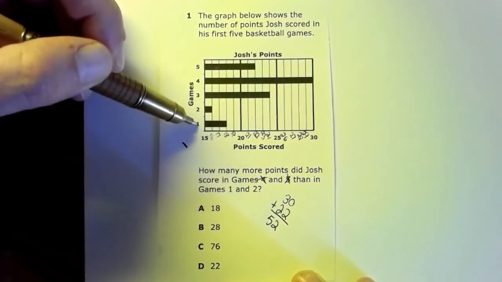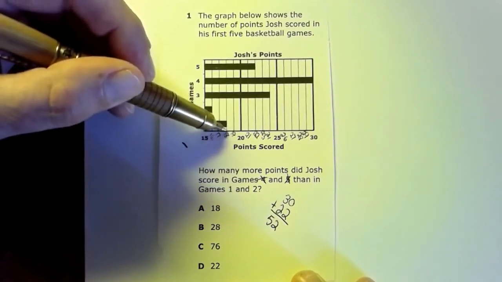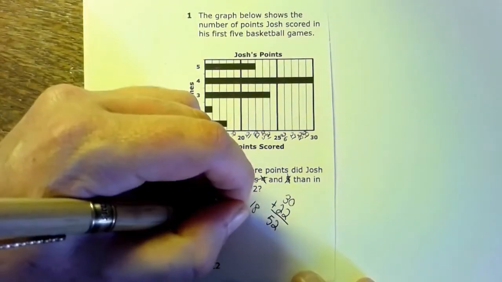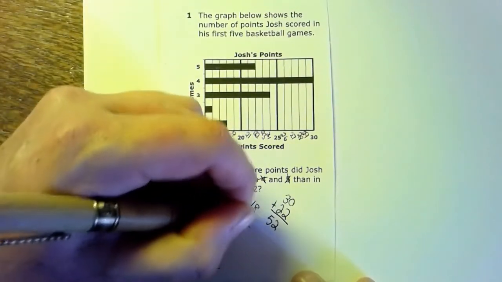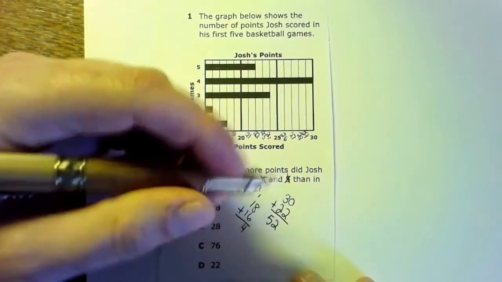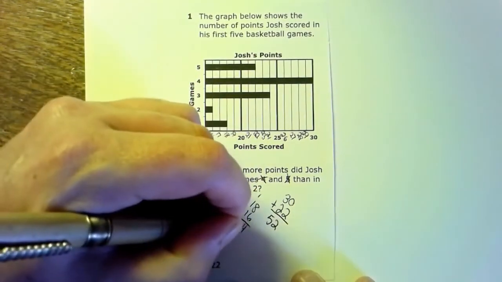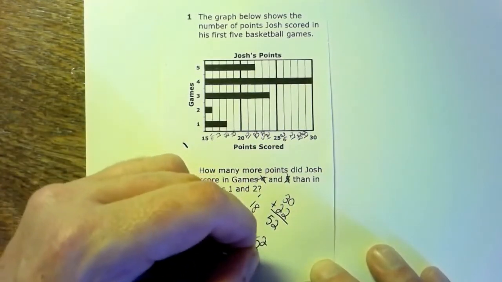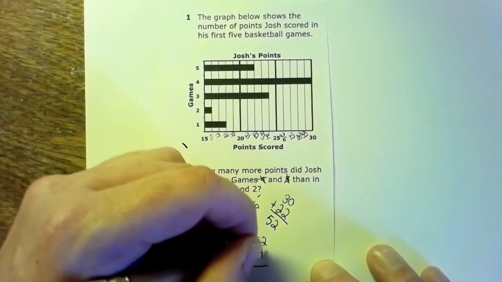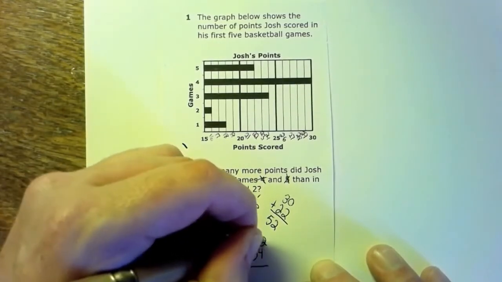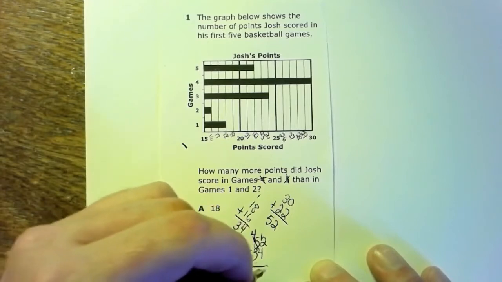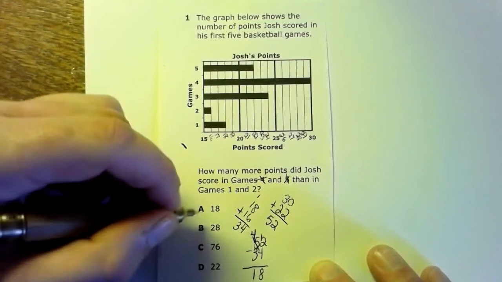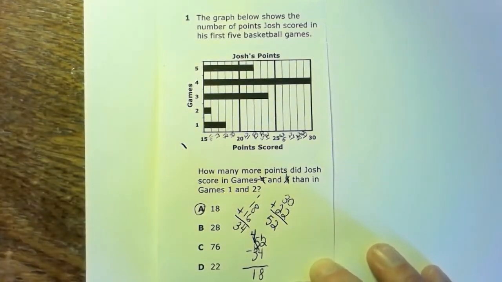Then I go to game 1. Game 1, I start at 15 and I go to 18. Game 2, 15 to 16. Add those together. 8 plus 6 is 14. 1 plus 1 is 2 plus 1 is 3. So then I will have 52 minus 34. I have to borrow because the 2 is smaller than the 4. 12 minus 4 is 8. 4 minus 3 is 1. So therefore, my answer is 18.